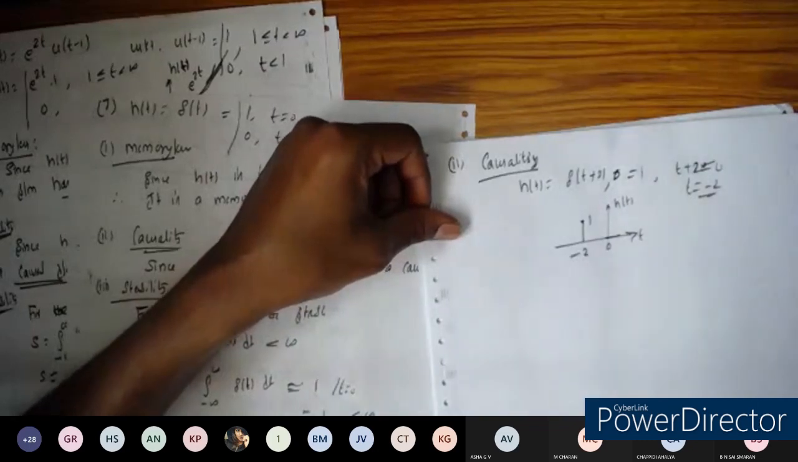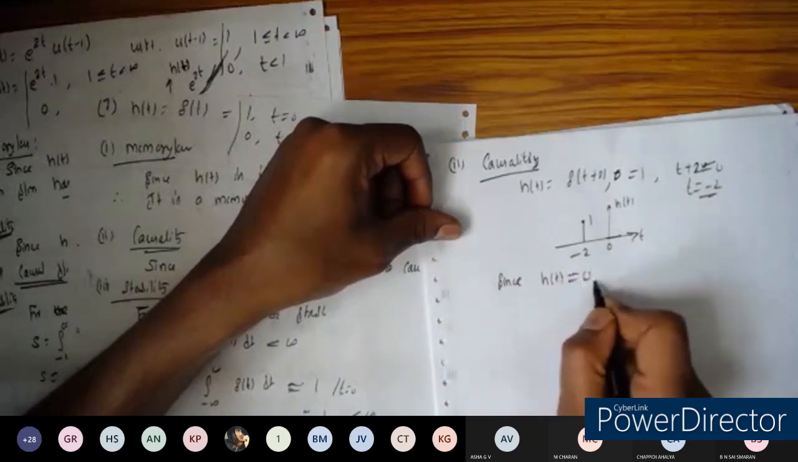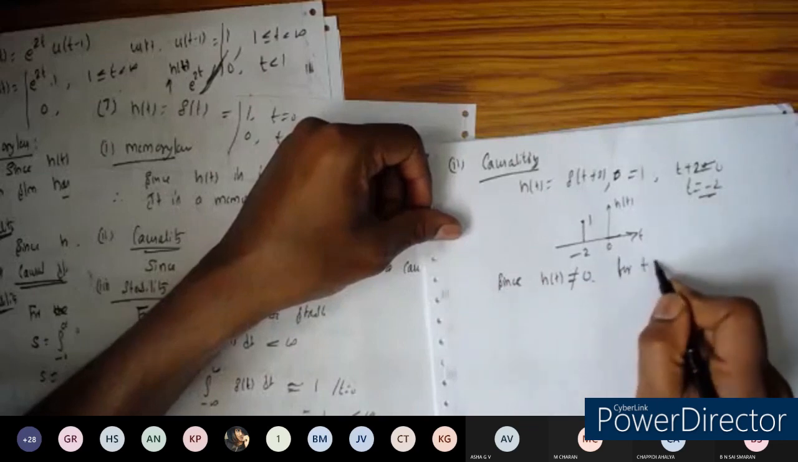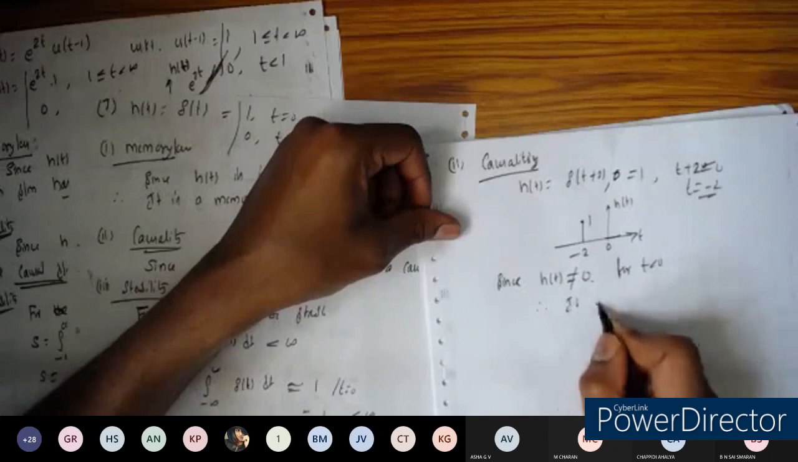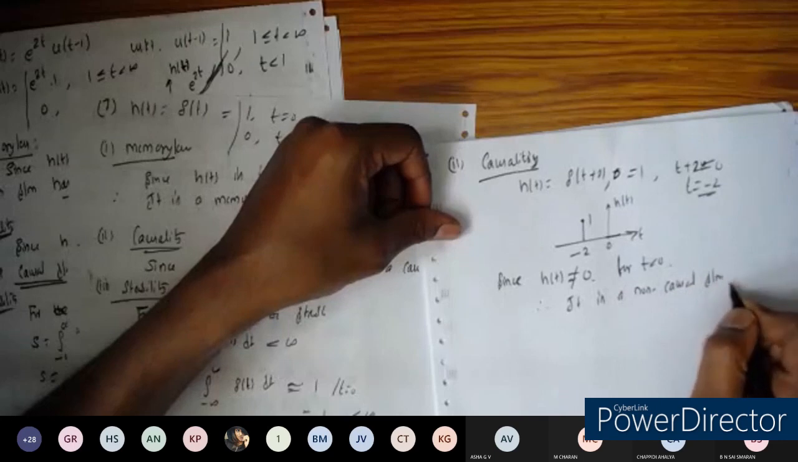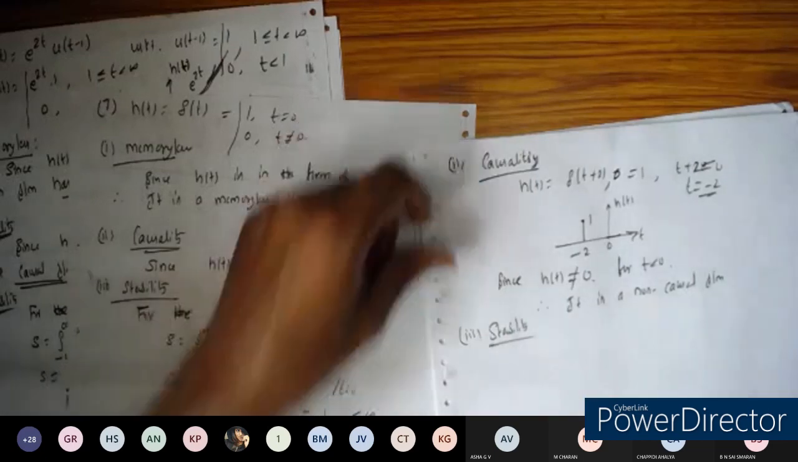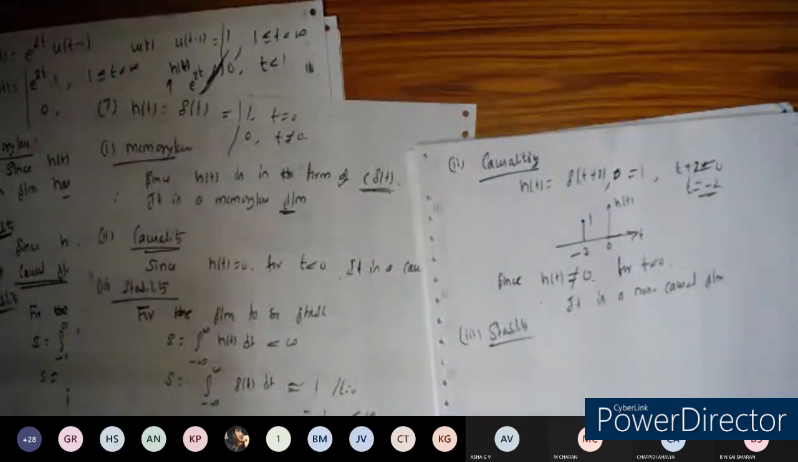Yes, sir. Okay, fine. So we can say that since h of t is not equal to 0 for t less than 0, therefore it's a non-causal system. It is a non-causal system. Okay, done. Any doubts?